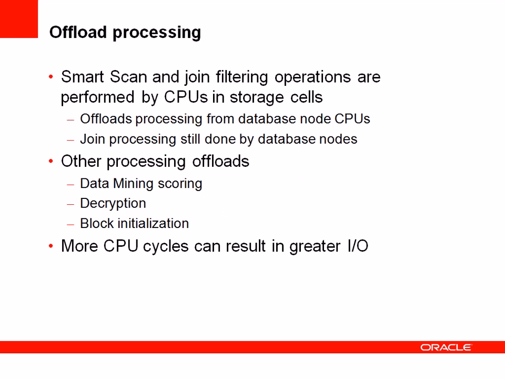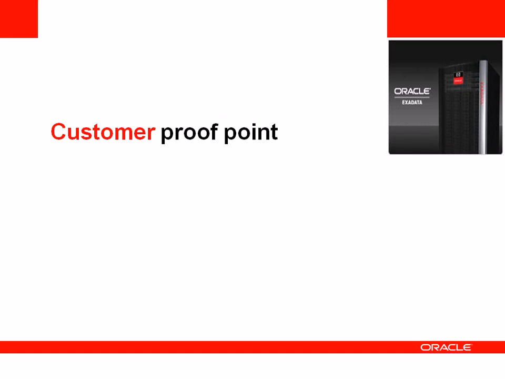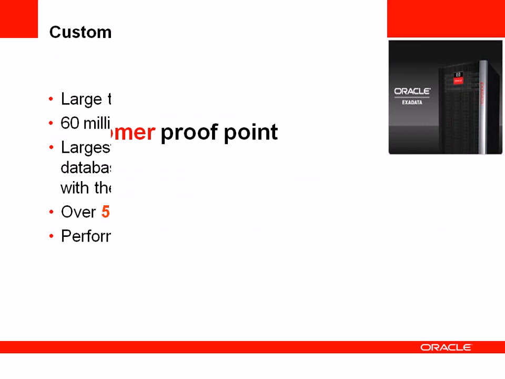So when you're reducing the load on the CPUs in the database nodes, this means more of their cycles can be used to ingest data. So this also improves overall I/O throughput by reducing the load on the CPUs in the database. Now I'll move on to the customer story I was mentioning earlier.